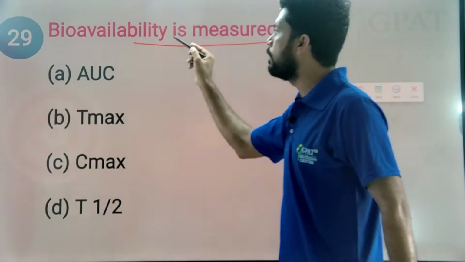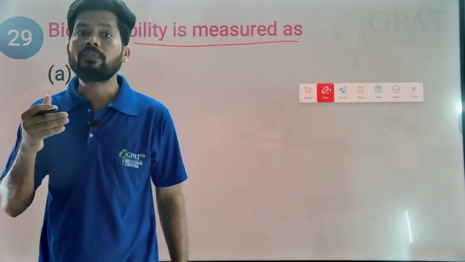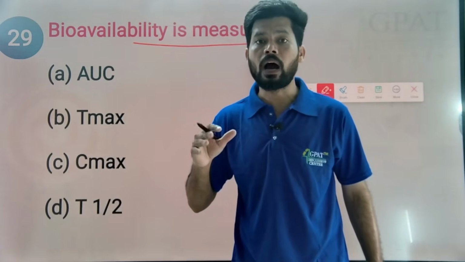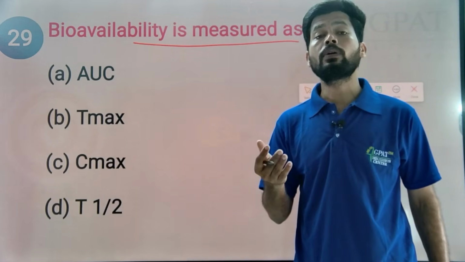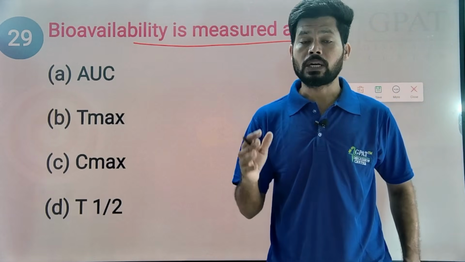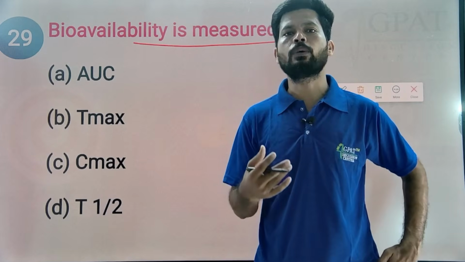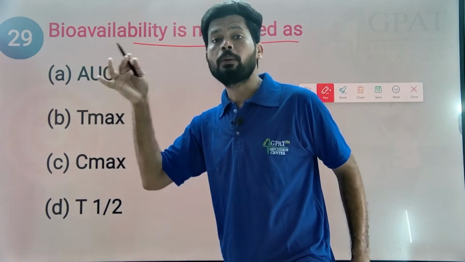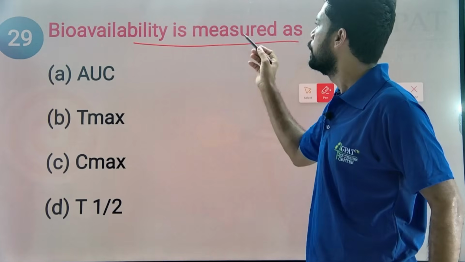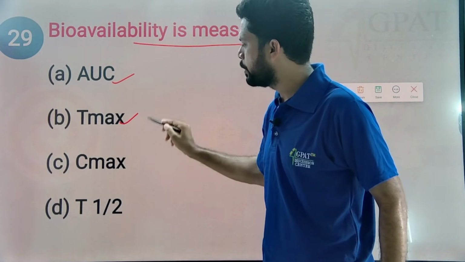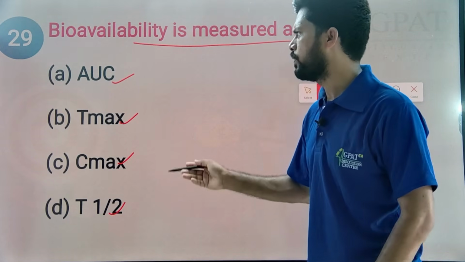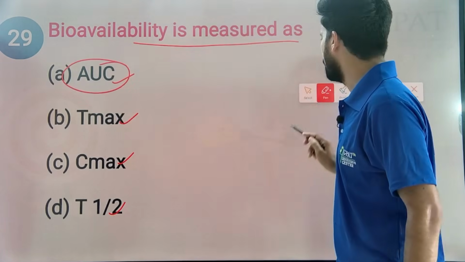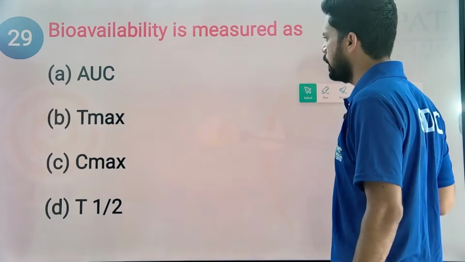So bioavailability is the amount or concentration of drug present in the blood after absorption. How much drug is available in the blood after absorption is bioavailability. It is measured as AUC, Tmax, Cmax, and T half-life. AUC is nothing but area under the curve.